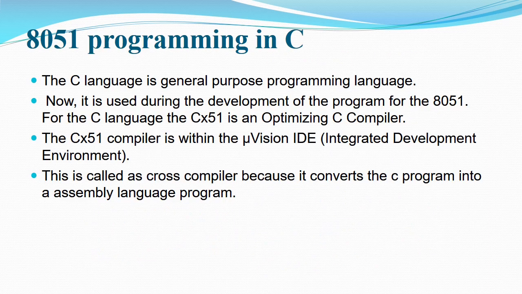Why the C programming language for programming the microcontroller? C is a general purpose language and it is among the most popular languages for programming a computer or a microcontroller. Nowadays, cross compilers are available for programming a microcontroller. A cross compiler converts a C language program into an assembly language program. In the case of the 8051 microcontroller, we have C51, a cross compiler available from a company called Keil. Its name is Microvision Integrated Development Environment, or in short IDE.